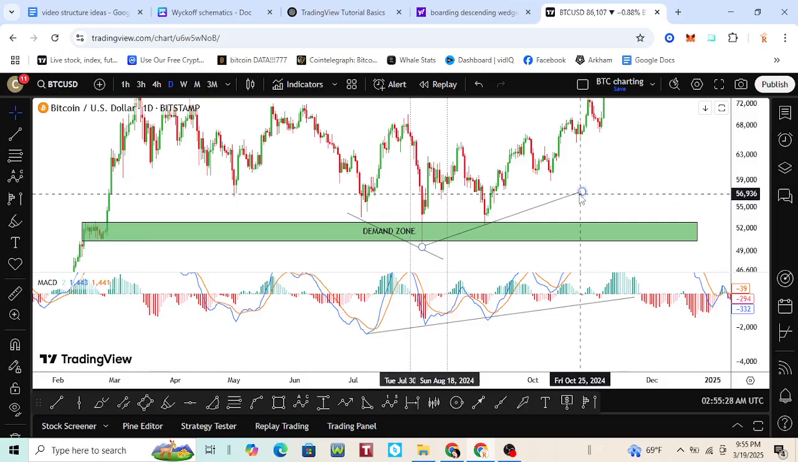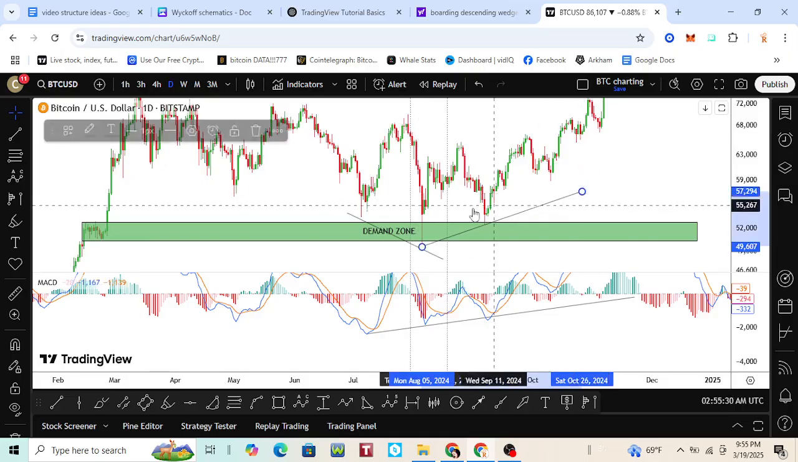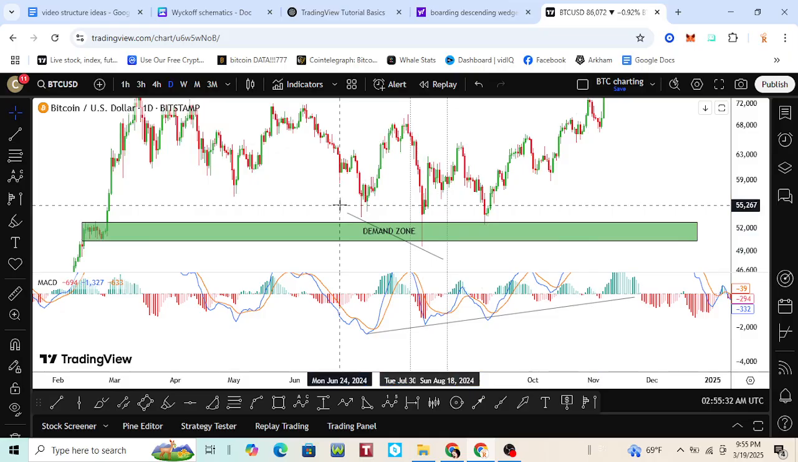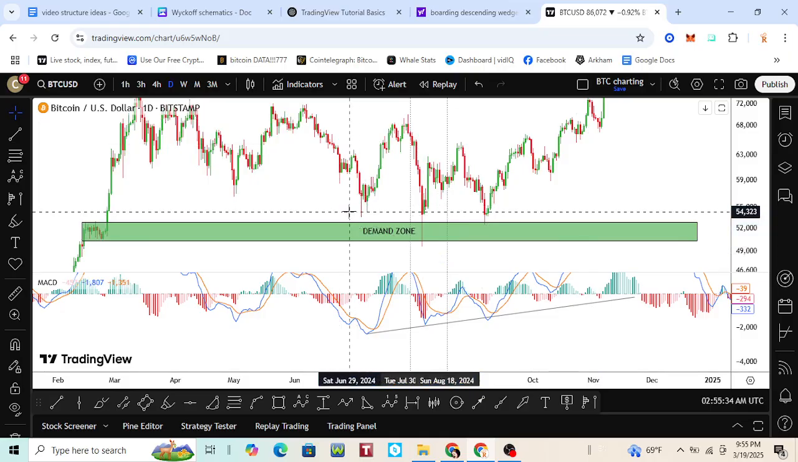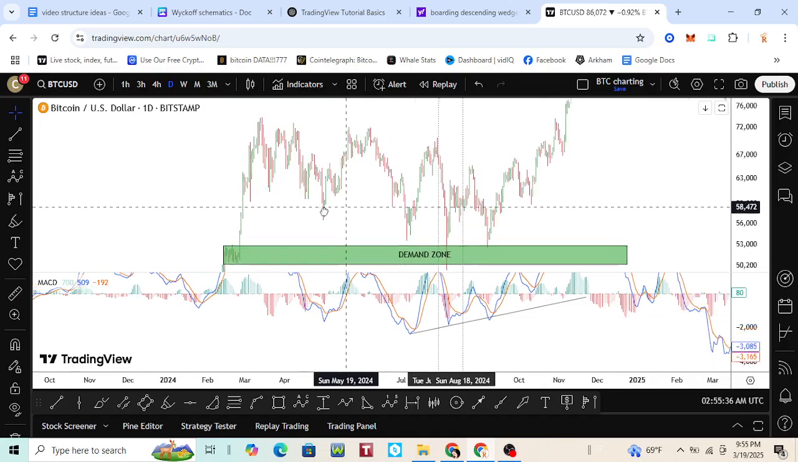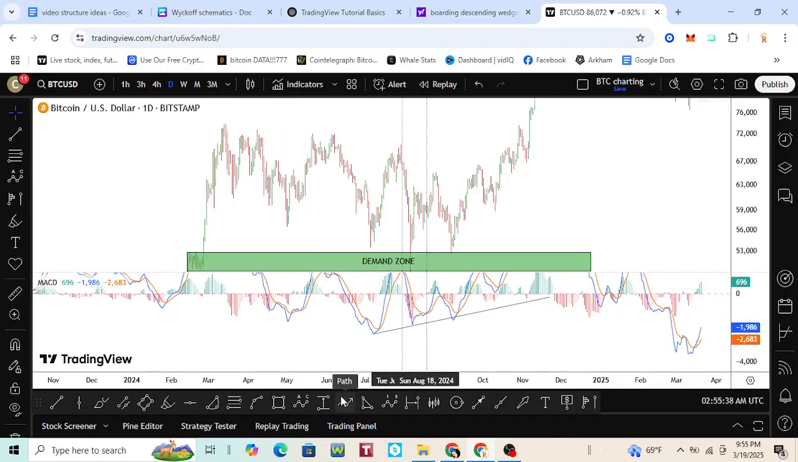Now the best thing about it is what you really want to look for are market structure changes, right? So what a market structure change would be, let me go back out a little bit so you can see a little better. I'm going to use the Pathfinder.